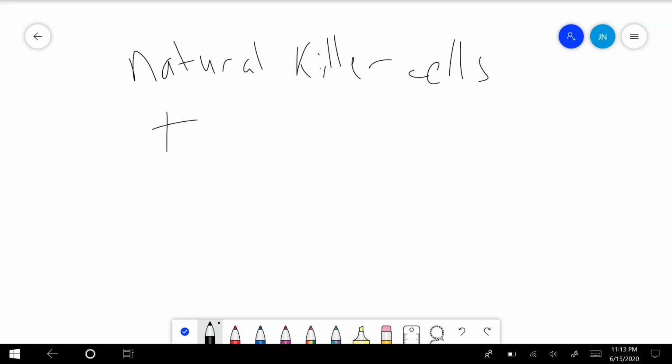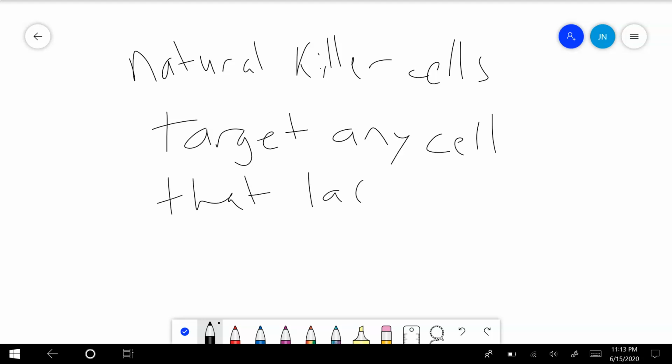So, natural killer cells are going to target any cell that lacks self antigen. So this self antigen marks the cell as yours. We talked about this when we talked about red blood cells and blood typing, right? Those antigens on the surface of your red blood cell mark them as your cells. Natural killer cells are looking for something that's not you, or something that's wrong.